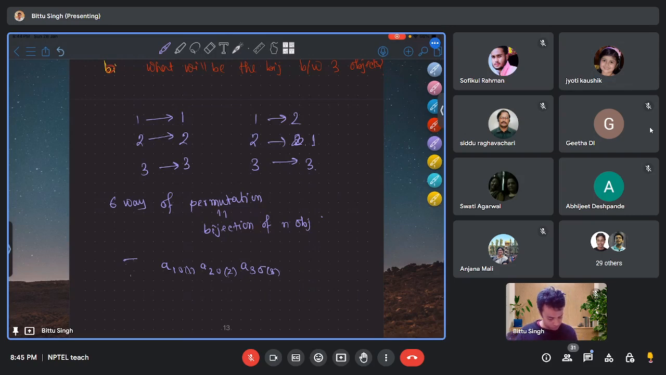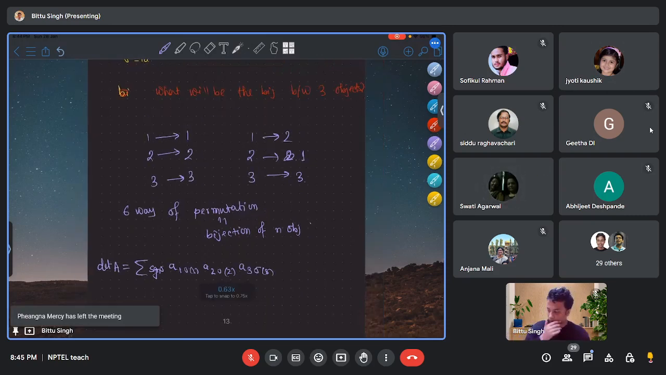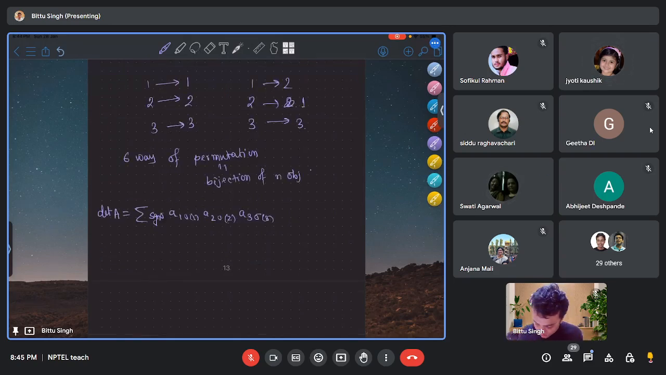Add with the sign of this permutation, sign of sigma. This gives the determinant. So if you write it this way, you will get the answer for this. The hint is to use triangular.